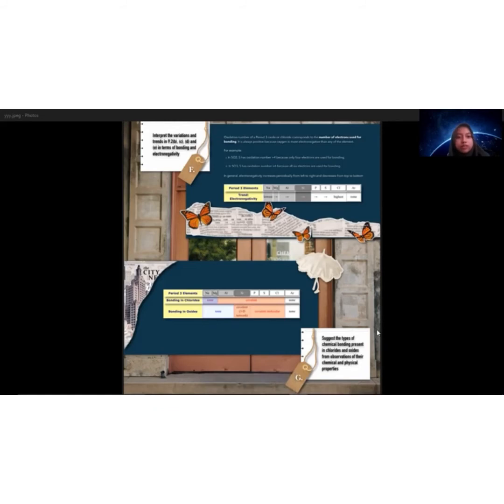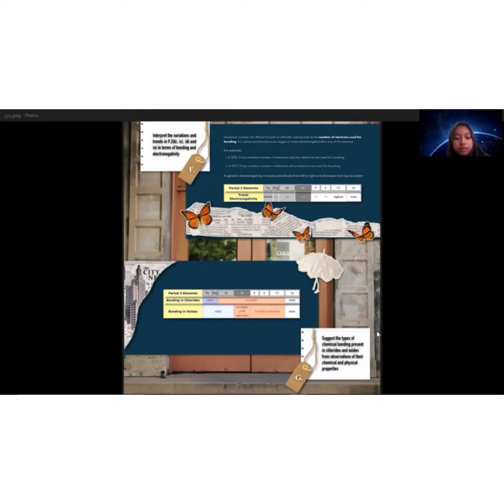Interpret the variation and trend in 9.2 F and G. First, the oxidation number of a period 3 oxide or chloride corresponds to the number of electrons used for bonding. It is always positive because oxygen is more electronegative than any of the elements. For example, in SO2, S has oxidation number +4 because only 4 electrons are used for bonding. And in SO3, S has oxidation number +6 because all 6 electrons are used for bonding.